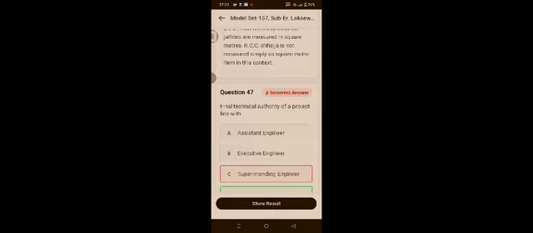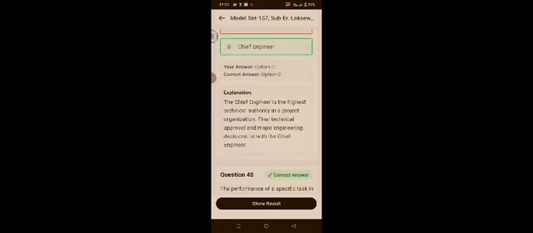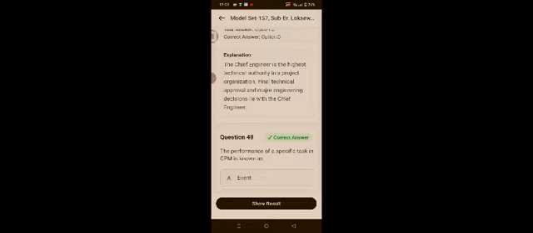Final technical authority of the project lies with the chief engineer. The chief engineer is the highest technical authority in the project organization. Final technical approval of major engineering decisions lies with the chief engineer.